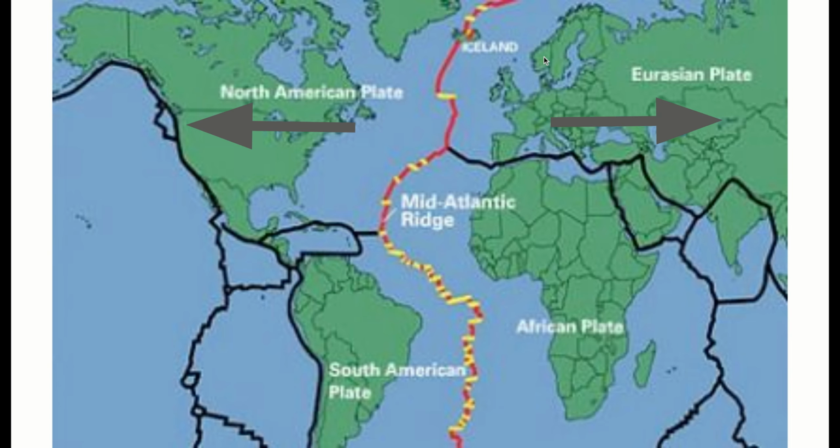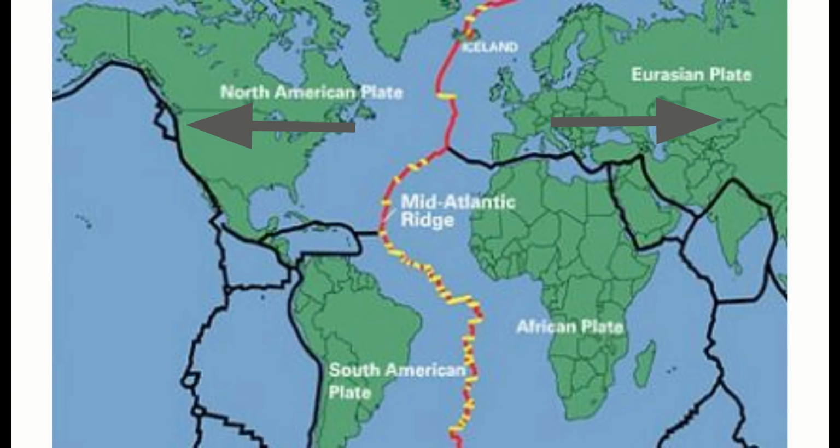Now, Iceland has some of the youngest rock on the Earth. Iceland as a landmass is only about 20,000 years old, which when we compare it to the UK, which is billions of years old, there's quite a difference there.